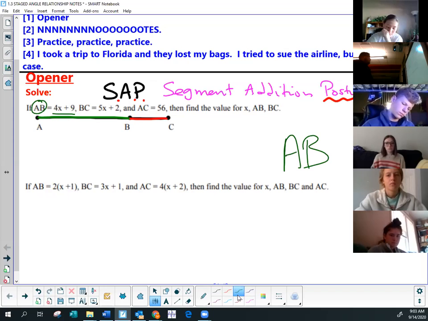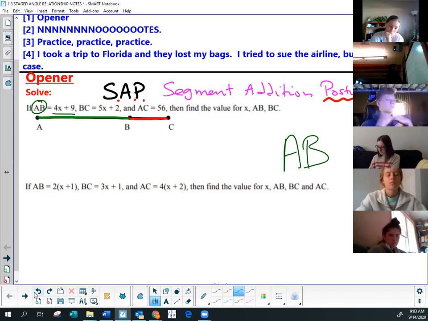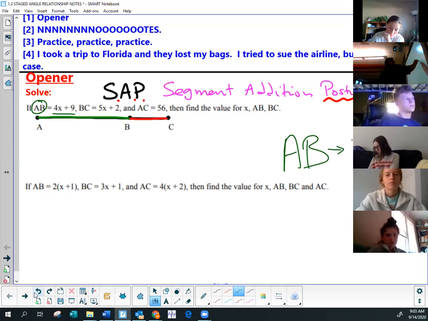Segment AB. It actually doesn't refer to the segment AB. It actually refers to something about the segment AB. If it were the segment AB, it'd be written with that symbol, but it does not have that symbol, so it has to be something else. What is it? The length of segment AB? Yeah, absolutely. Whoever said that, very good job.